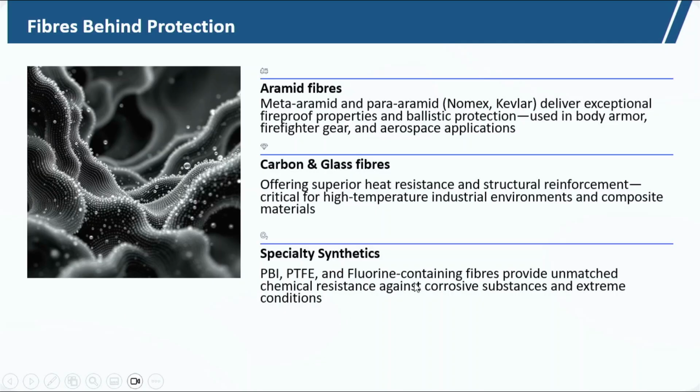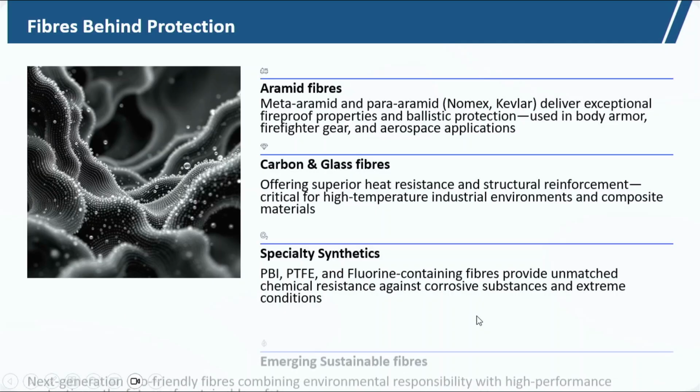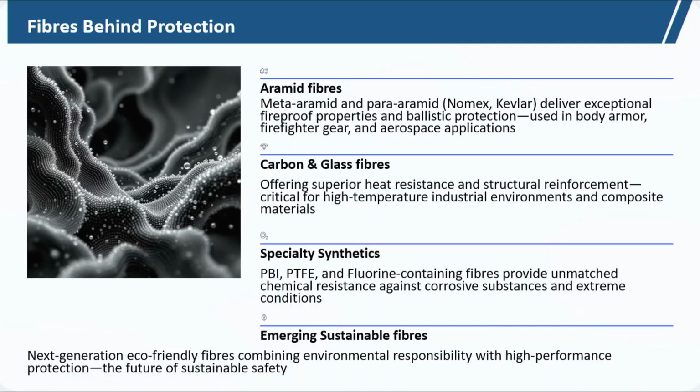and fluorine containing fibers provide unmatched chemical resistance. So, there are different types of chemical resistant fibers which protect ourselves from corrosive substances and extreme conditions. So, these specialty fibers are being used, and emerging sustainable fibers are also used. Next generation eco-friendly fibers combine environmental responsibility with high performance protection. These are the different types of fibers broadly in these areas.